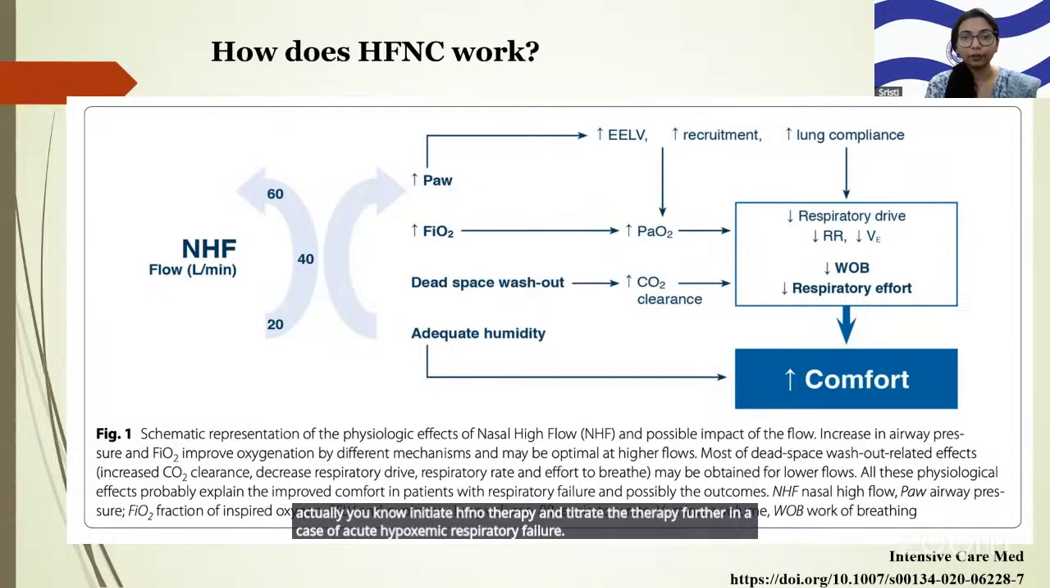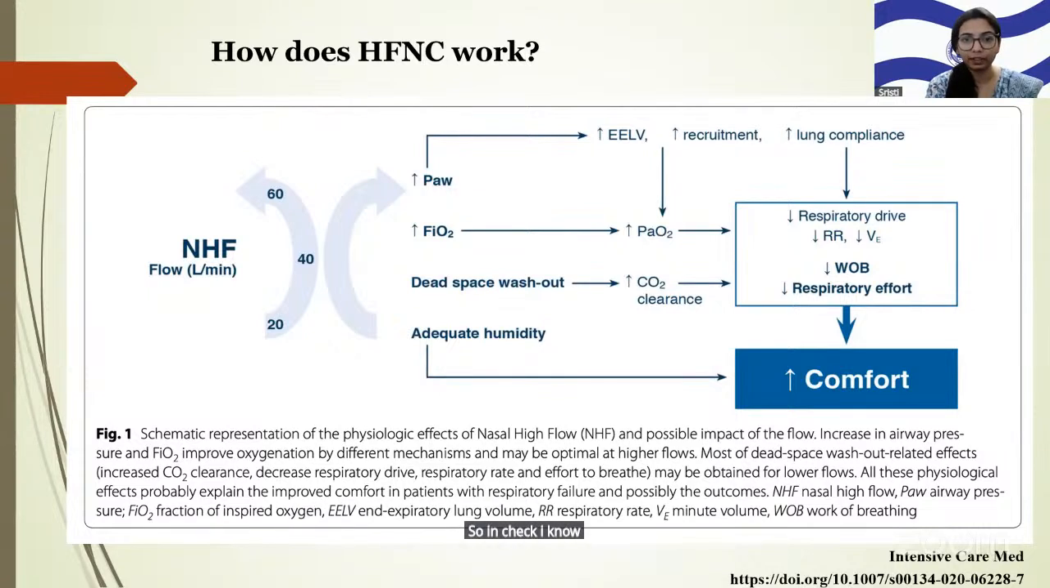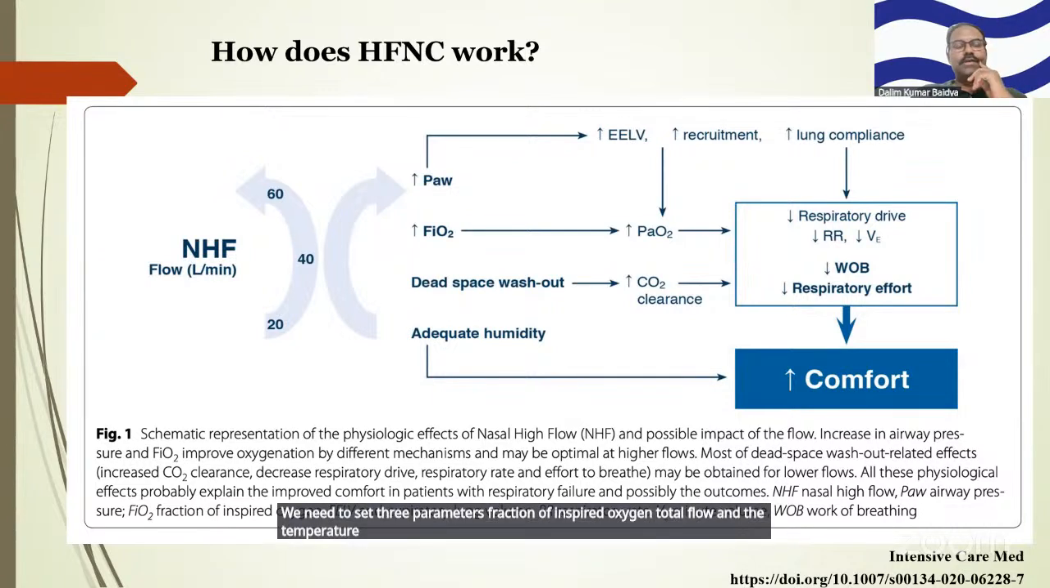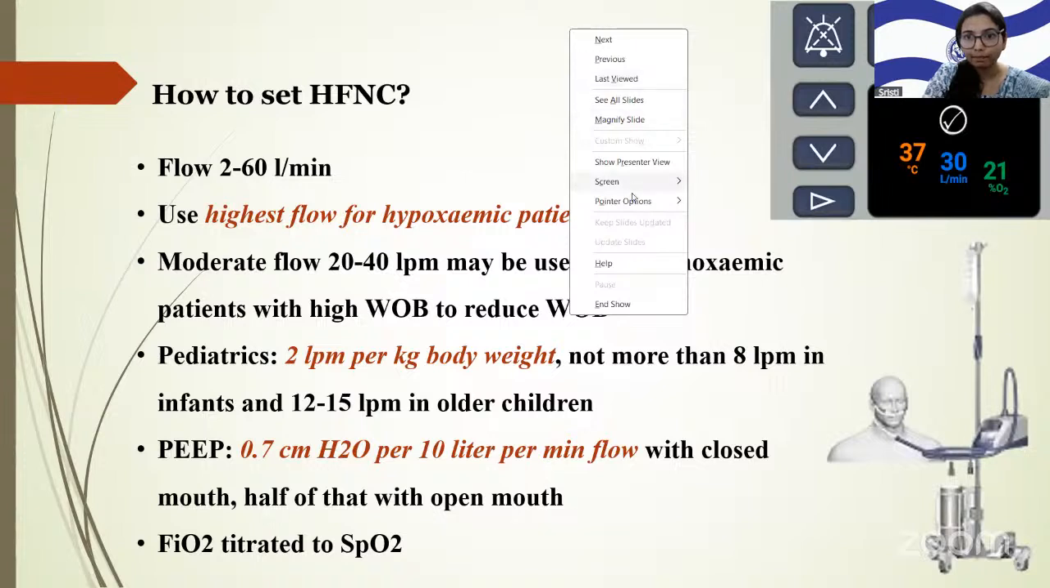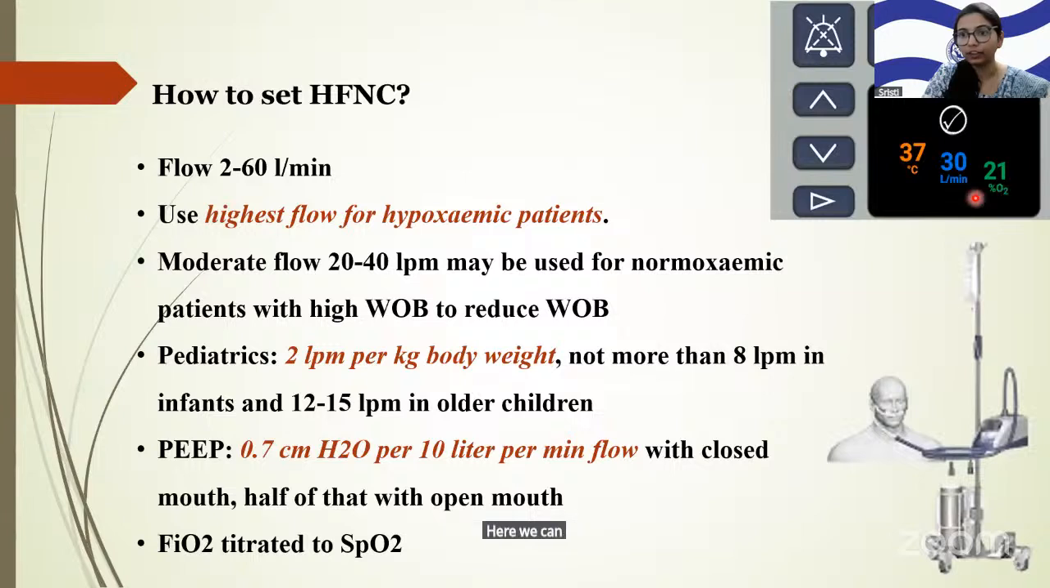So in HFNO, we need to set three parameters: fraction of inspired oxygen, total flow, and the temperature. Yes, sir. Here we can see that the fraction of inspired oxygen we can set here, the total flow, and the temperature.